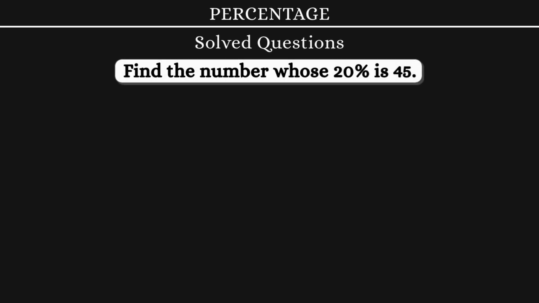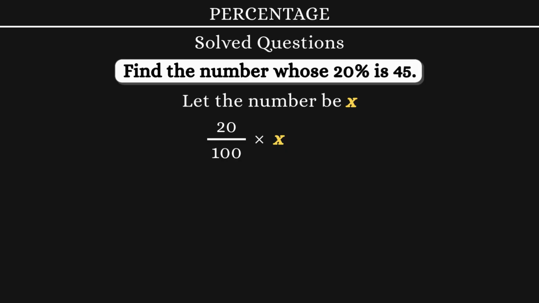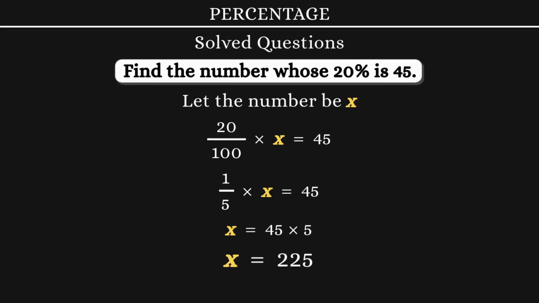Now let's check some word problems. Find the number whose 20% is 45. Let's assume the number to be x. 20% of this number x will be 20 by 100 into x, and this is equal to 45. That simplifies to 1 by 5 into x is equal to 45. So x is equal to 45 into 5, which is 225.